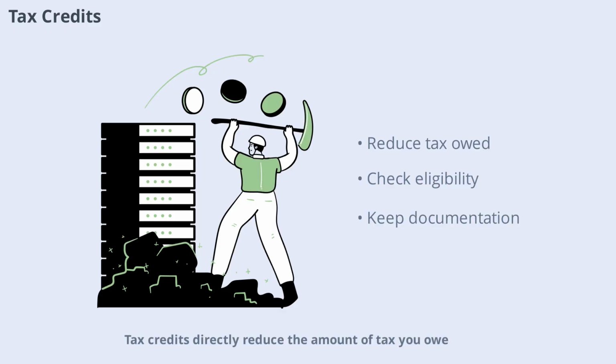Tax credits directly reduce the amount of tax you owe. Businesses may qualify for credits related to hiring, energy efficiency, research, and more. Understanding available credits and how to claim them can lead to significant savings. Always check eligibility and keep supporting documentation.